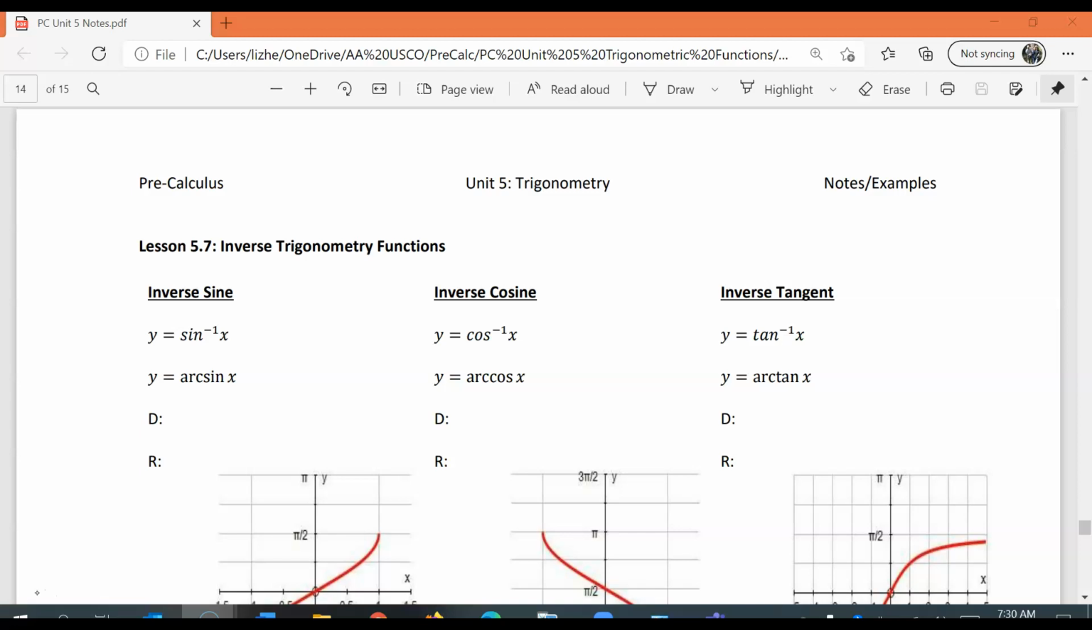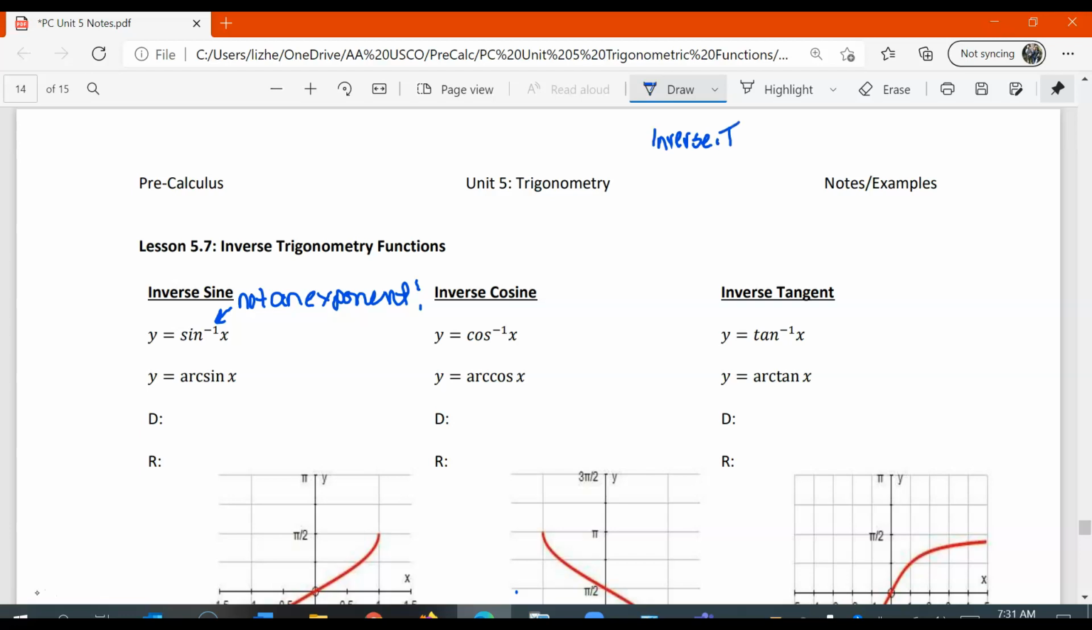Please first note that this -1 here does not mean an exponent. It is not an exponent, so just keep that in mind. Also remember that we have inverse trig functions, which we're going to look at today, and we also have reciprocal functions. Those are different. Reciprocal functions are cosecant, secant, and cotangent.